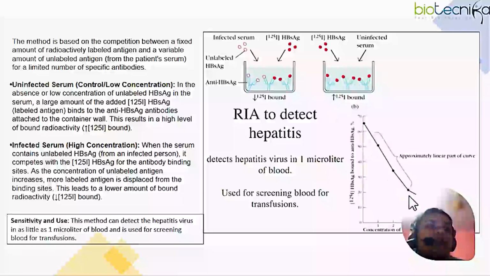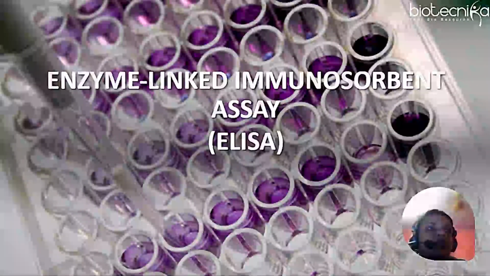Now you do the radioimmunoassay. Obviously the person who is infected with that particular antigen, or who has this unlabeled antigen present, will show a decreasing graph. That means the unlabeled antigen in the infected serum has replaced your radio-labeled antigen, and therefore the graph decreases. So the more your graph decreases, the more unlabeled antigen is present in the sample. So this was the principle of your radioimmunoassay.